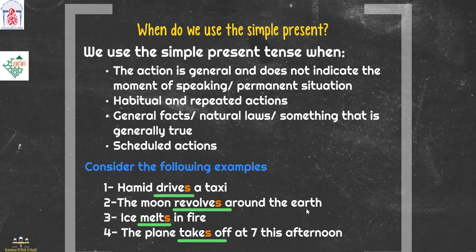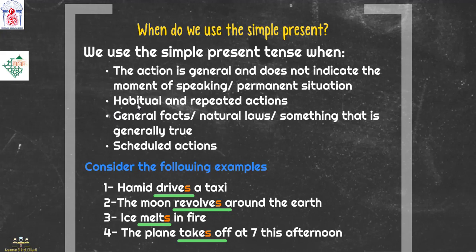Now, when do we use the simple present? I mean, there are different situations in which we use this tense. We use the simple present when we talk about an action that is general and does not indicate that the action is happening at the time of speaking. Okay? That's case number one. We use the simple present when we talk about habitual and repeated actions.